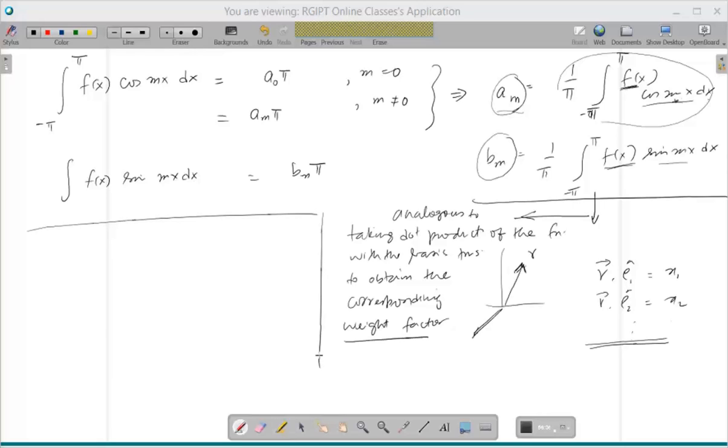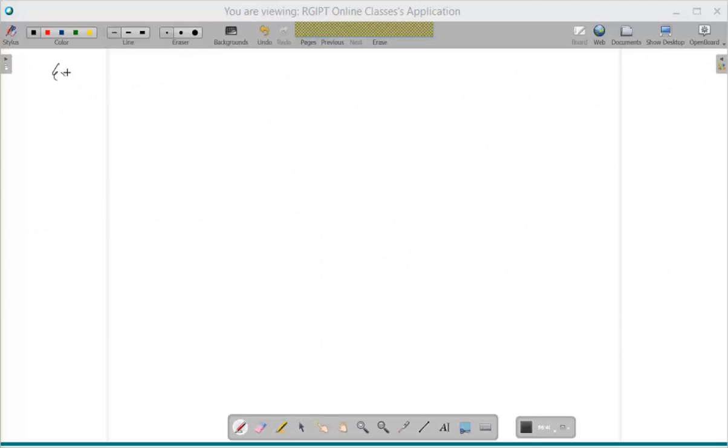Okay, we'll just look at an example quickly and then we can stop. So one example which you might have done probably, and I'll just write down. I have a square wave. Okay, so I have, let's say, a square wave kind of arrangement.